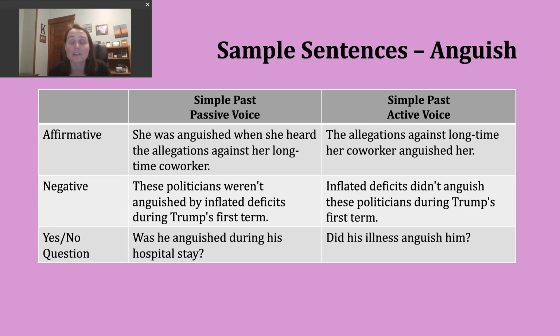Finally, let's look at making yes or no questions. First in the passive voice. To do that, we start with was or were, our object follows, and then we'll use that participle form of the verb. Was he anguished during his hospital stay? And then finally, in the active voice, right? Did his illness anguish him, right?